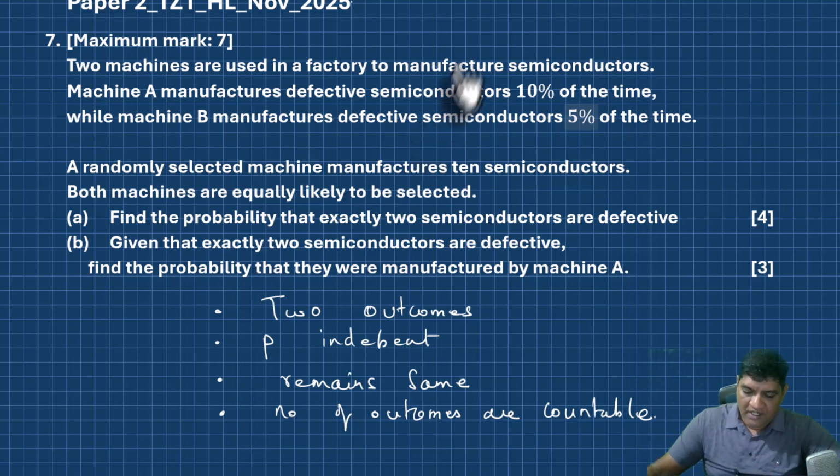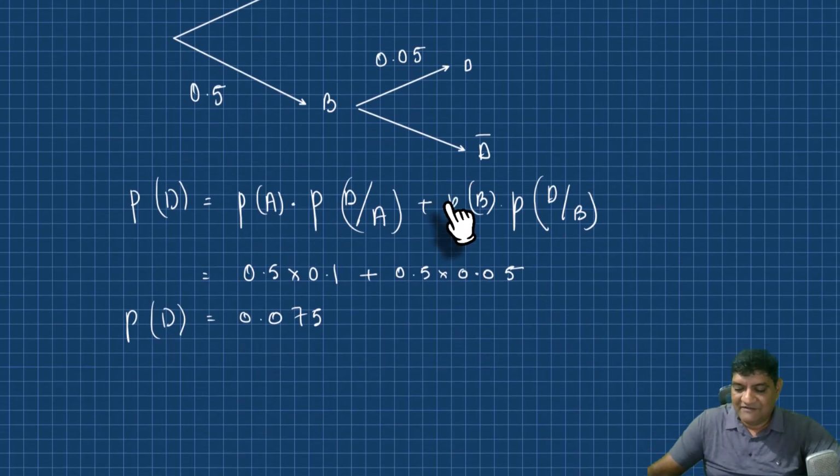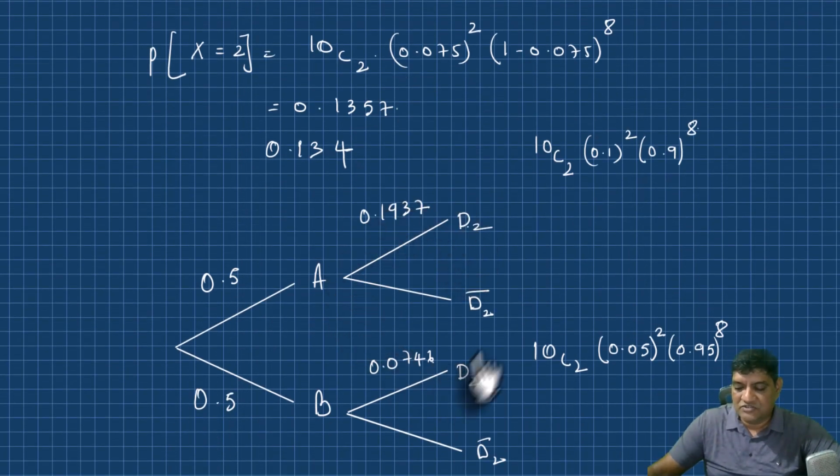Okay. A randomly selected machine manufactures 10 semiconductors. So he's choosing one of them. And that is why this method would not be logical. Though it is giving me the same answer, this would be more logical to choose, because this is what is giving me the right answer. And this is the answer your mark scheme also would have, which is 0.1937 and 0.0746.